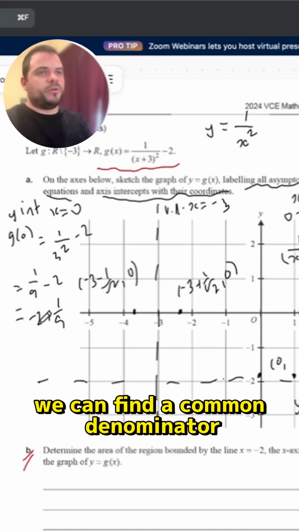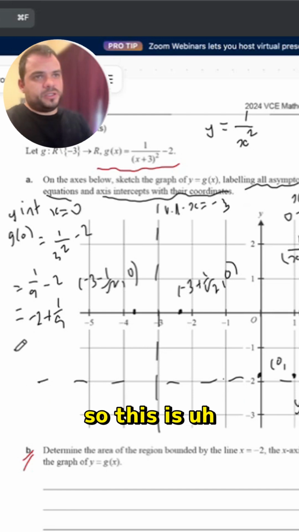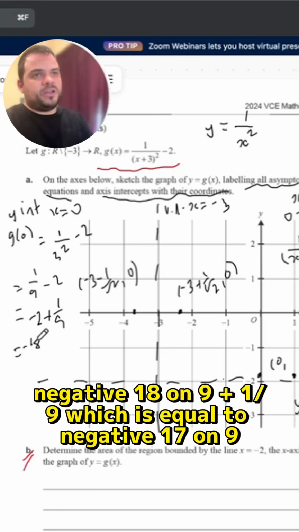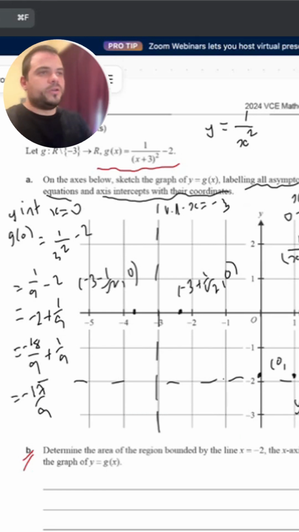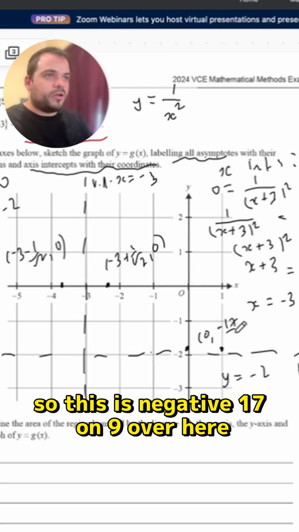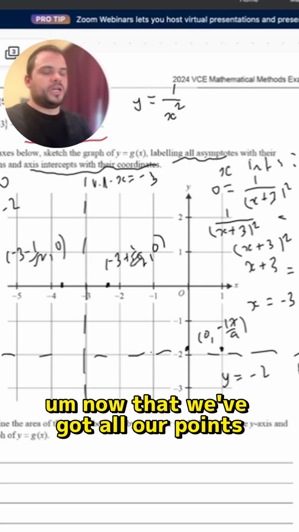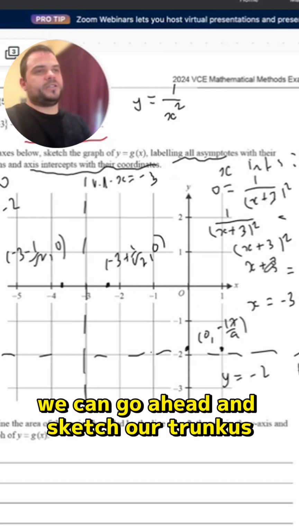We can find a common denominator. So this is -18 on 9 plus 1/9, which is equal to -17 on 9. So this is -17 on 9 over here. Now that we've got all our points, we can go ahead and sketch our truncus.